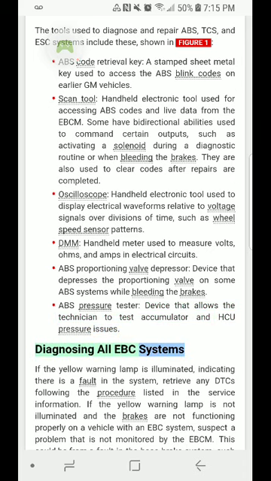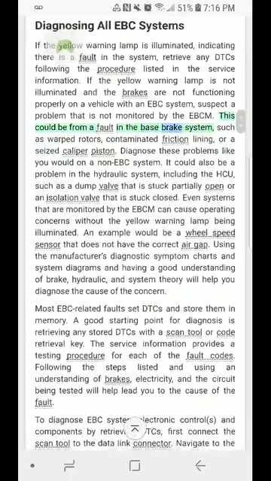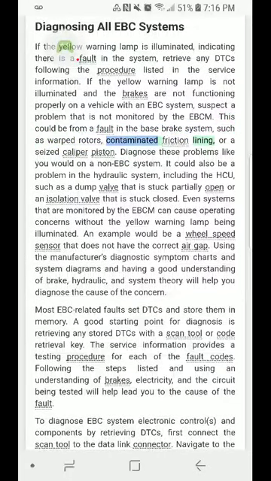Diagnosing all EBC systems. If the yellow warning lamp is illuminated, indicating there is a fault in the system, retrieve any DTCs following the procedure listed in the service information. If the yellow warning lamp is not illuminated, and the brakes are not functioning properly on a vehicle with an EBC system, suspect a problem that is not monitored by the EBCM. This could be from a fault in the base brake system, such as warped rotors, contaminated friction lining, or a seized caliper piston. Diagnose these problems like you would on a non-EBC system.